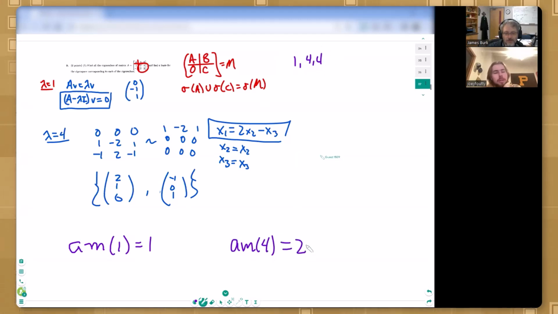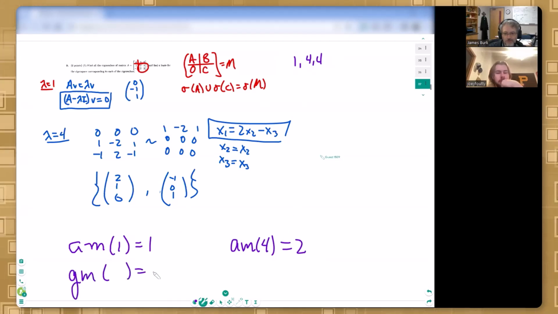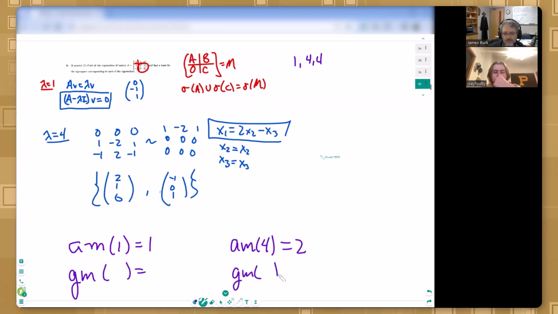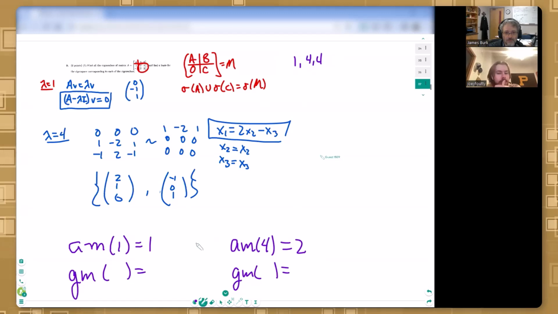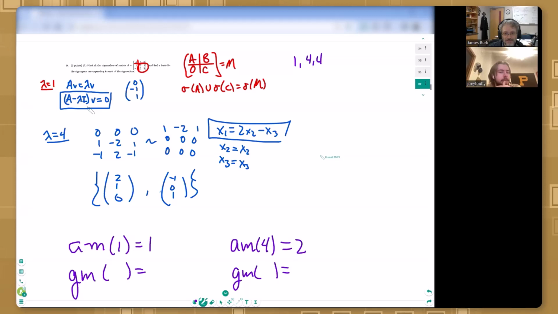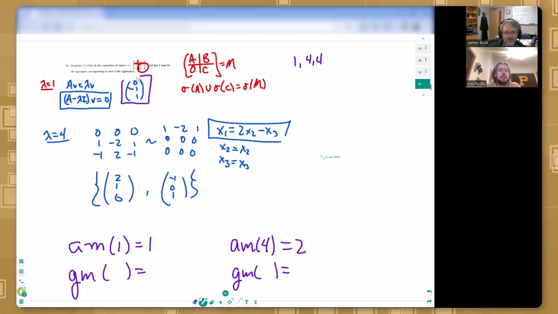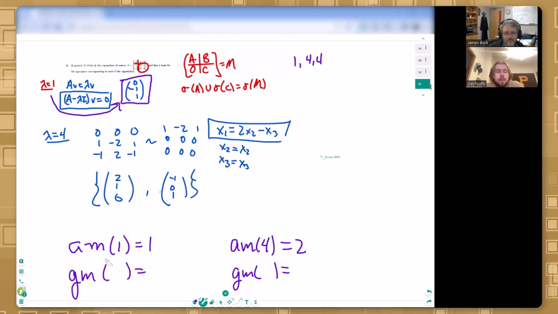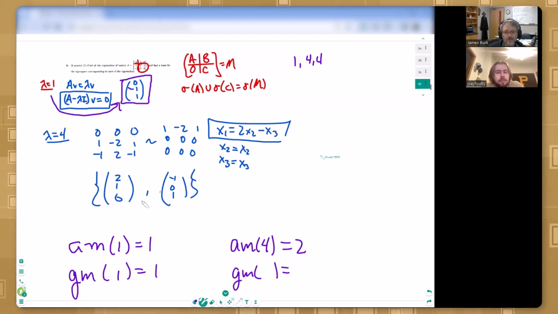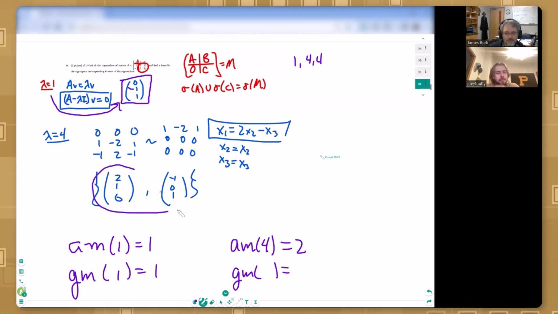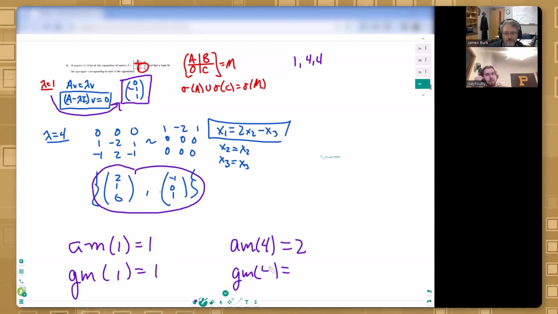When we look at the algebraic multiplicity, how many times did 4 appear as a root? Okay. Now, here's the geometric multiplicity. Remember what that one was called? What that referred to? Eigenspace. How many basis vectors, eigenvectors in other words, do we calculate for lambda equals 1? 1. How many basis vectors do we calculate for lambda equals 4? 2.